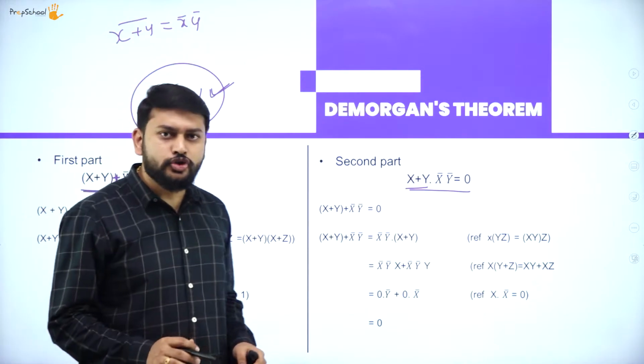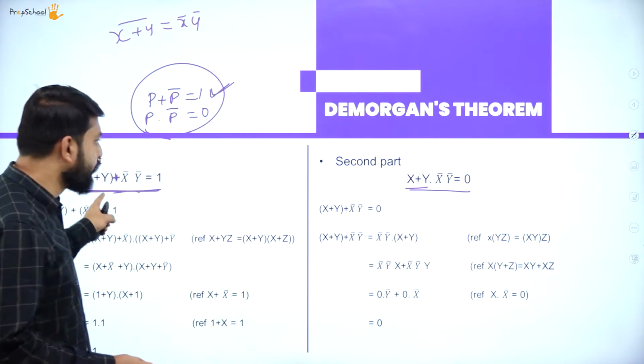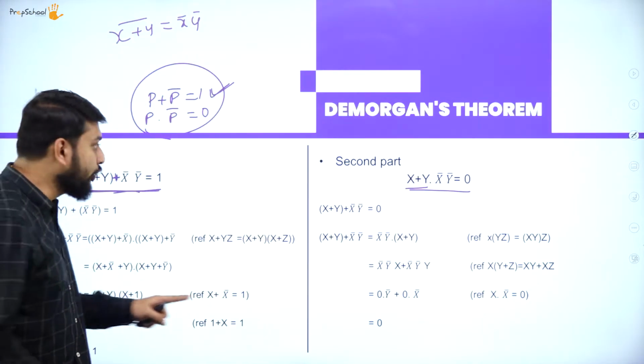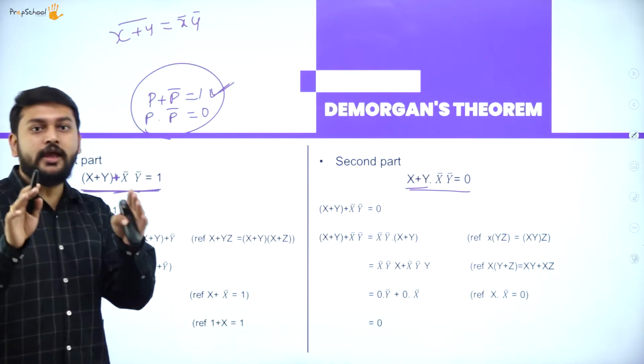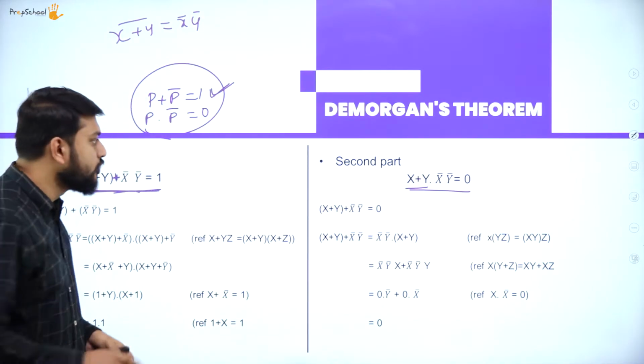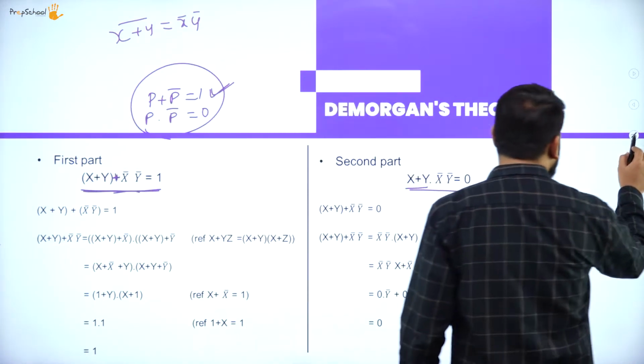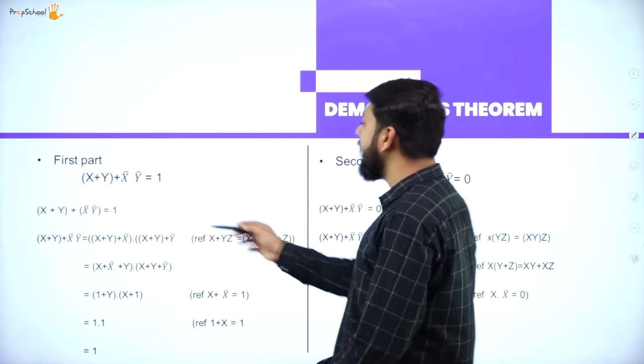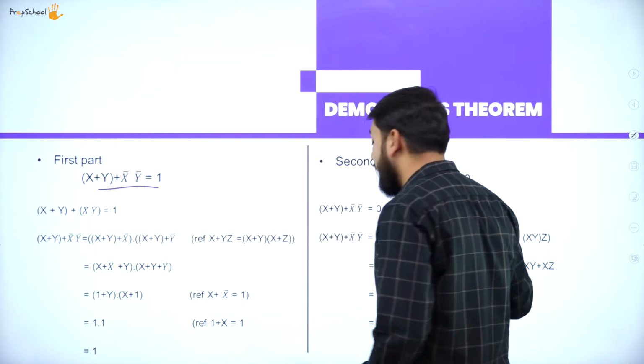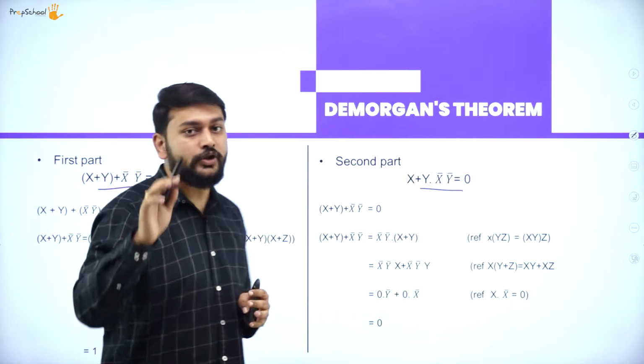So fine, you got to know that. We need to prove this. I also told you how you got this. Let me explain that once again. This is very, very important that you need to understand. How did I get this?